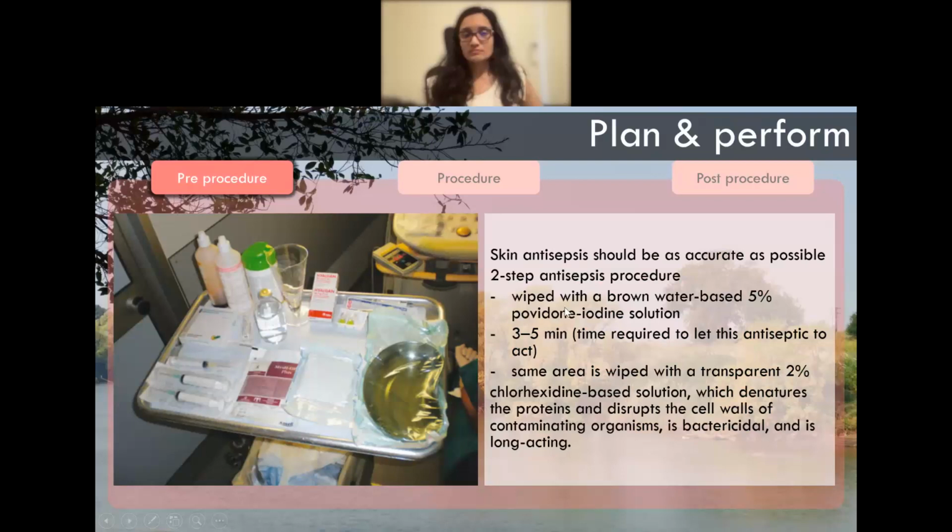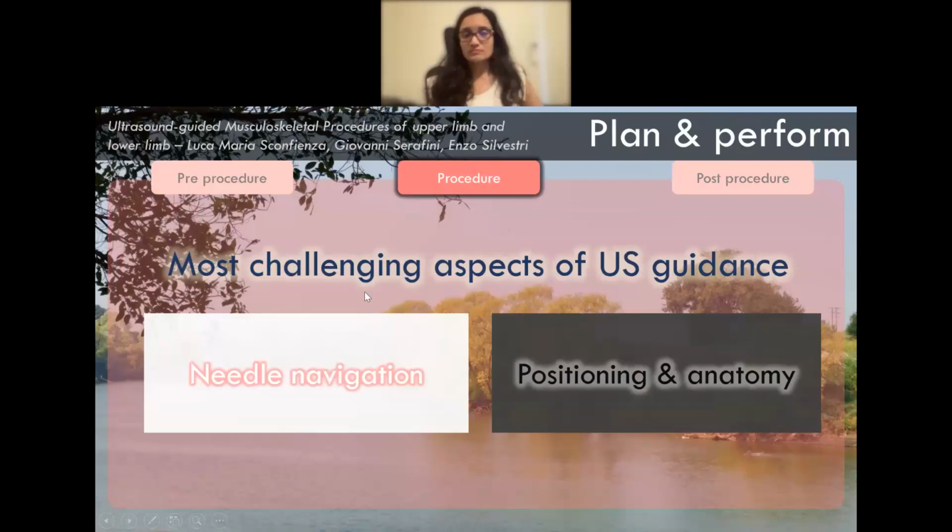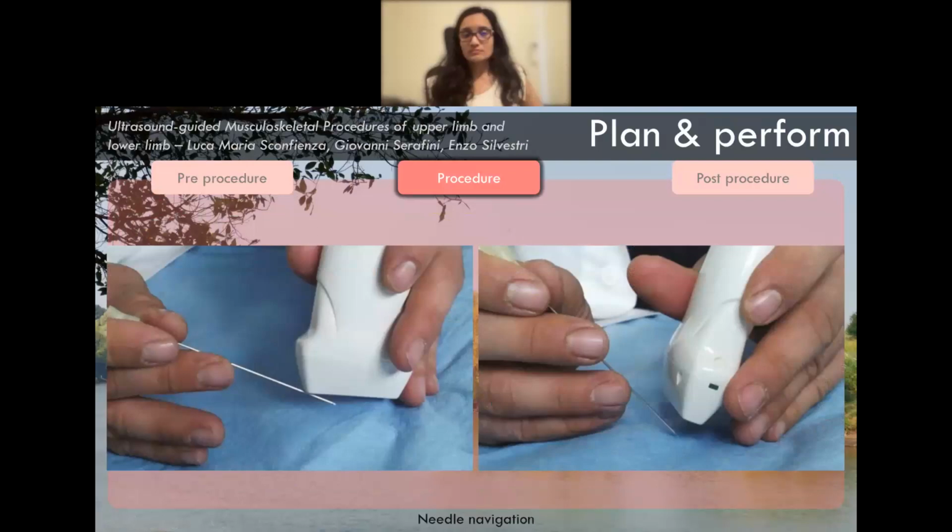And regarding the antisepsis, we will first use a povidone iodine based solution. Then we can use chlorhexidine to bring about the sterility. And the most important, as we go to the procedure, the most challenging aspects of ultrasound guidance are needle navigation, positioning, and anatomy of the joints. Let's first see about the needle navigation, then we move on to the positioning part.